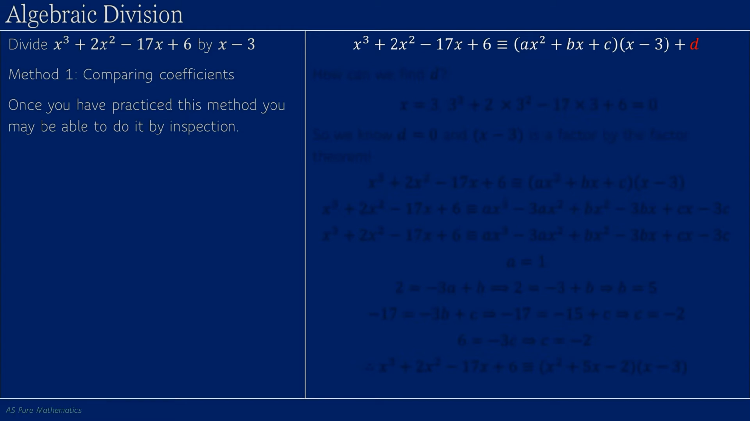So if we look at this example, divide x cubed plus 2x squared minus 17x plus 6 by x minus 3. I'm going to look at method 1, comparing coefficients. Once you have practiced this method, you might be able to do it without writing anything down, which would be great because obviously that's going to speed you up.